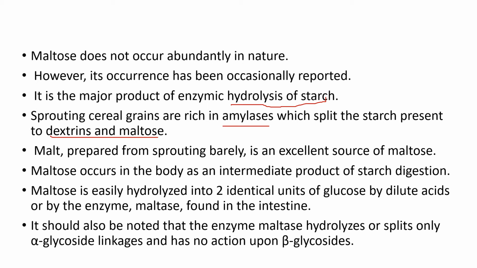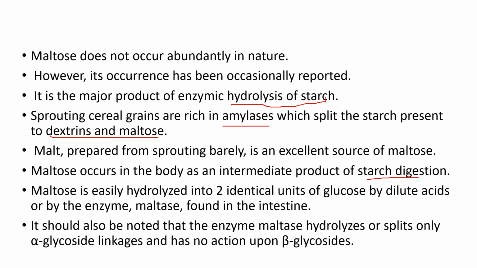Dextrins can also be produced from starch using enzymes like amylases, as during digestion in the human body and during malting and mashing, applying heat under dry conditions. Understand? Malt prepared from sprouting barley is an excellent source of maltose. Maltose occurs in the body as an intermediate product of starch digestion.